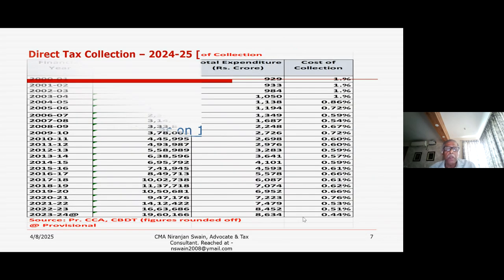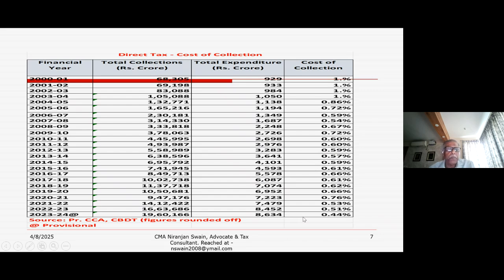Then if you go to the direct tax collection, the cost of collection has also reduced. It was 1% in 2001. Now it has come down to 0.44% because of digitization. Now maximum tax is collected through self-assessment tax, TDS and TCS, and by ensuring compliance, very little effort is needed to collect tax, and thereby the cost of collection is also very less. And this is the proposal, 42.70 lakh crores they are keeping for 2025-26. You can have a look at the details and see how the government is increasing it.